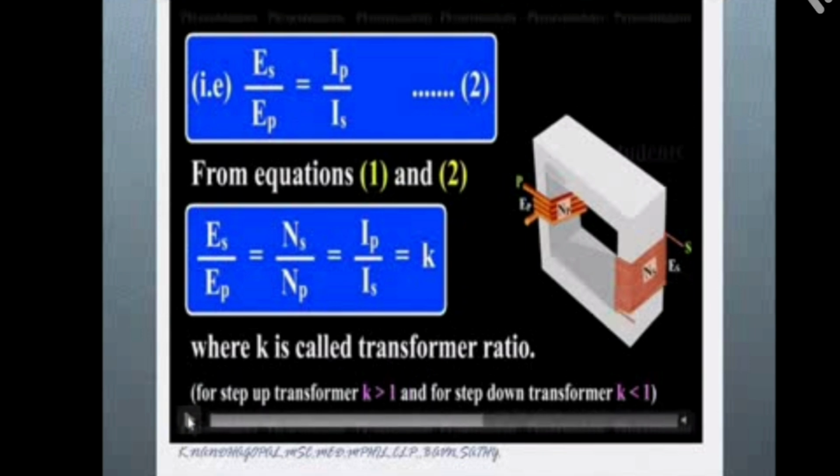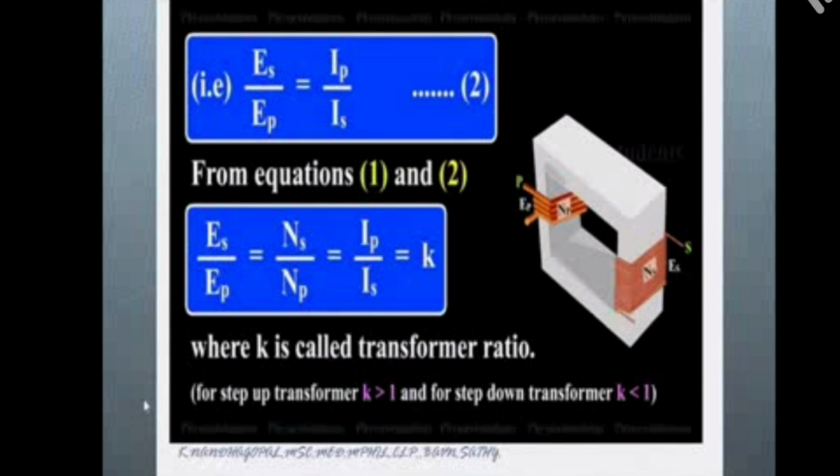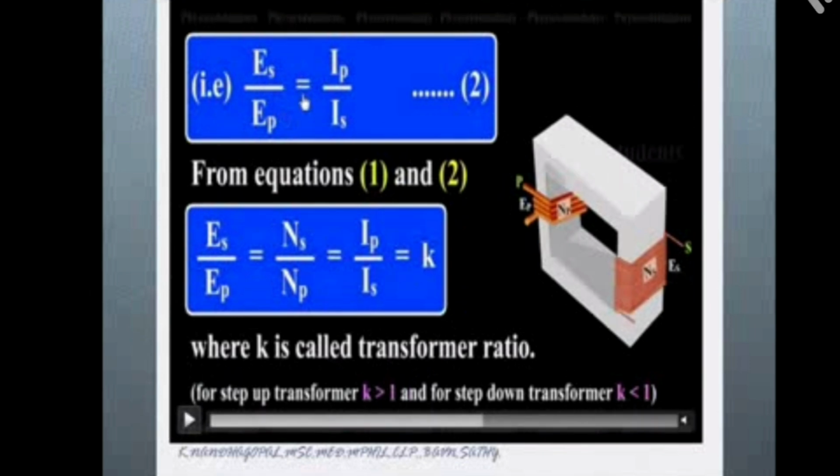But in other transformers, there is a loss of energy. Okay. So here ES by EP equals IP by IS. Already we derived this equation. So equating equations 2 and 1, ES by EP equals NS by NP, which we already know. Here also ES by EP equals IP by IS.